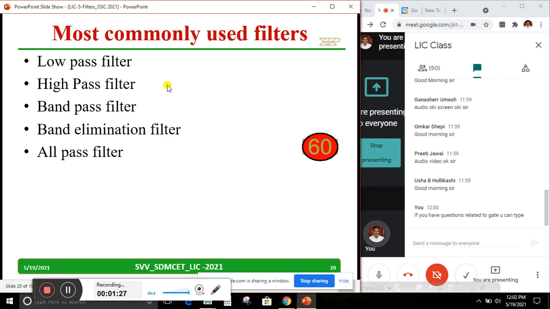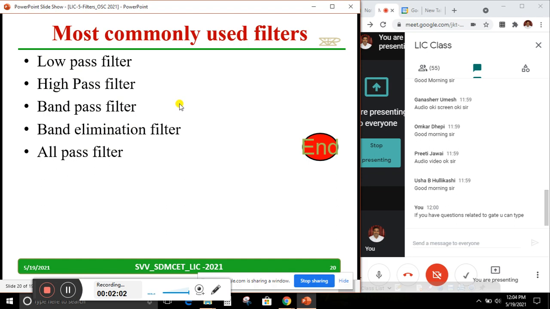Now, most commonly used filters. You have low pass filters, high pass filter, band pass filter, band elimination filter, all pass filter. I think for your syllabus, they have now kept only low pass and high pass. But if time permits, we'll spend 1 or 2 minutes on band pass and band reject. Otherwise, we'll discuss in detail a low pass filter and a high pass filter. So just note down the names of the filters so that we can continue. You have 30 seconds, 40 seconds.